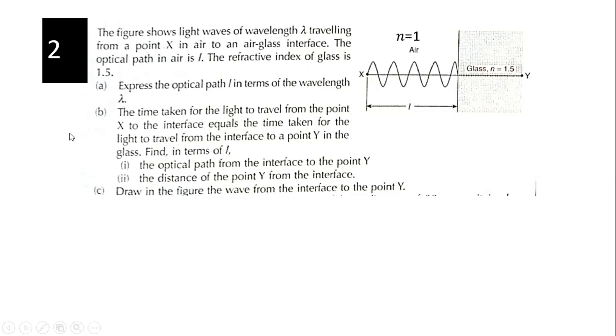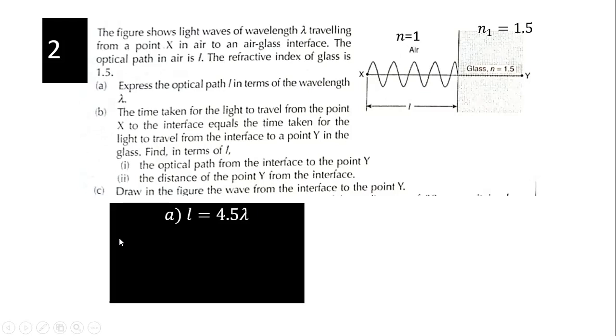They use a picture, a diagram. And the time taken for light to travel from the point X to the interface equals the time taken for light to travel from interface to point Y in the glass. Find in terms of L the optical path from the interface to point Y. Okay, what's the answer to this one? 0.67 L.